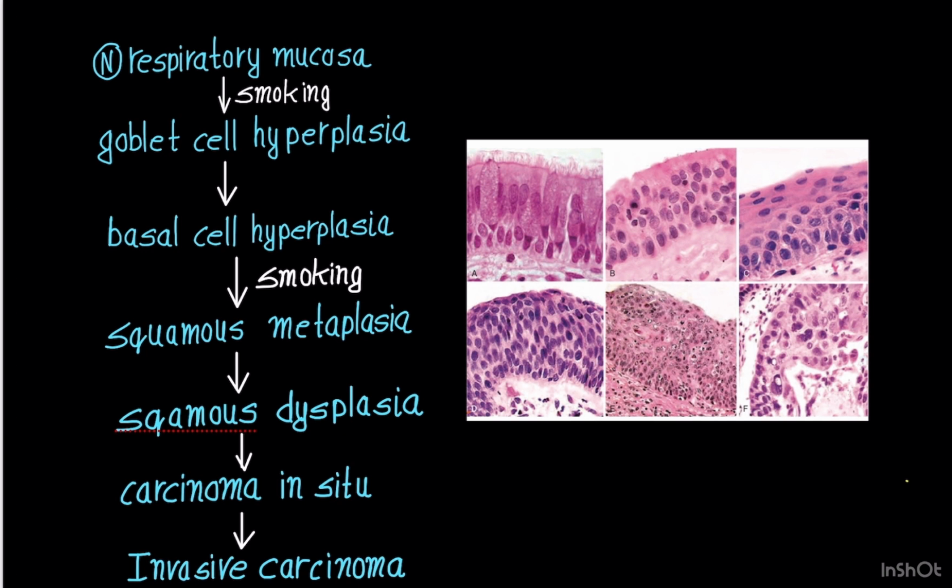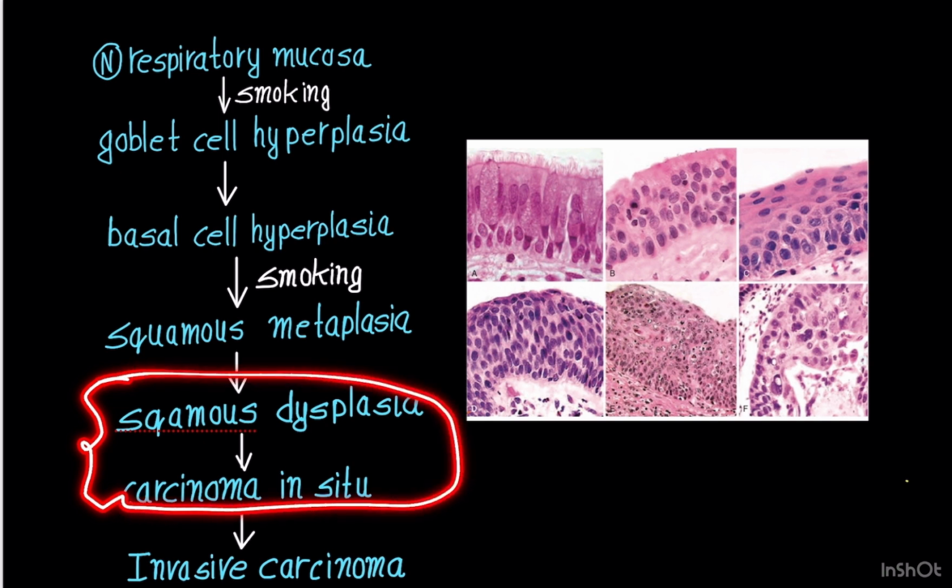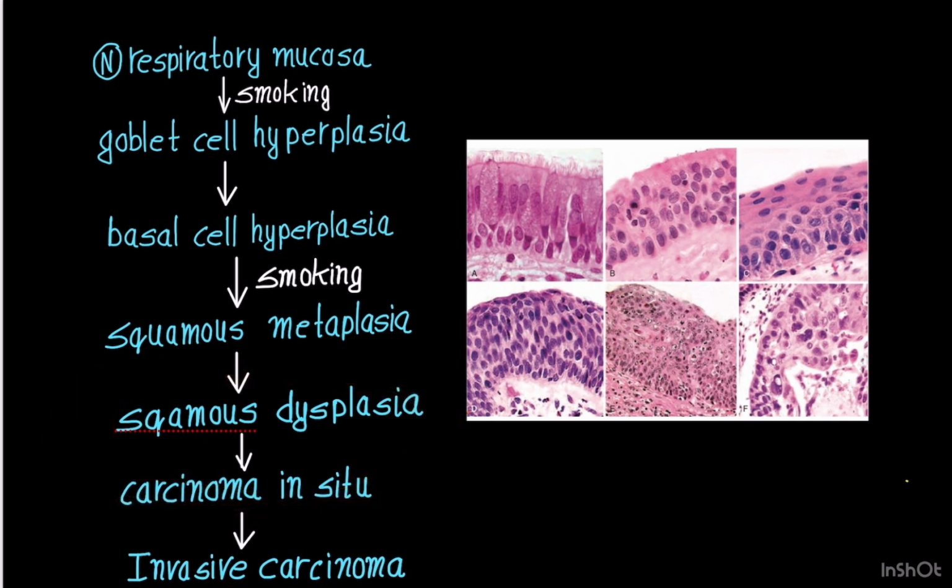Suppose we have normal respiratory mucosa and it is exposed to smoke. First of all, there will be goblet cell hyperplasia followed by basal cell hyperplasia, and if the smoking stimulus persists, that will lead to development of squamous metaplasia. Then there will be squamous dysplasia, carcinoma in situ, and invasive carcinoma. Here in this diagram we can see goblet cell hyperplasia, then basal cell hyperplasia, squamous metaplasia, squamous dysplasia, carcinoma in situ, and invasive carcinoma. Squamous dysplasia and carcinoma in situ are pre-invasive lesions of squamous cell carcinoma.